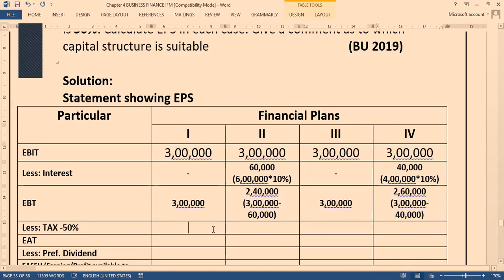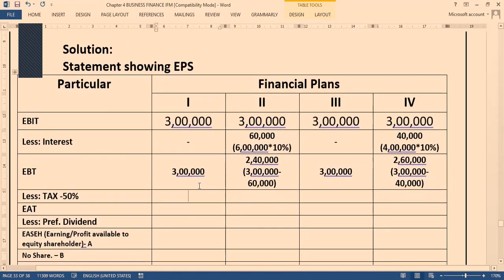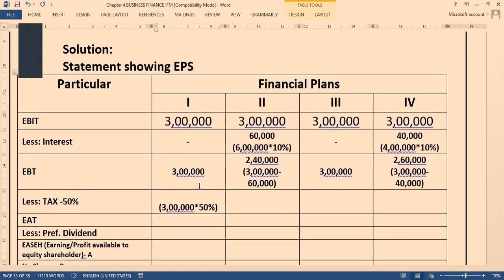Right? Okay. Now we have to take 50% as tax. That means here, the 3 lakh into 50% as tax, we'll be getting around 1,50,000.